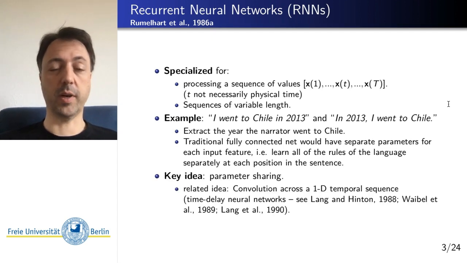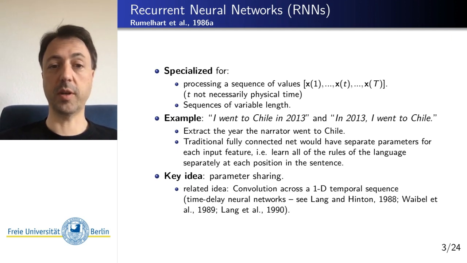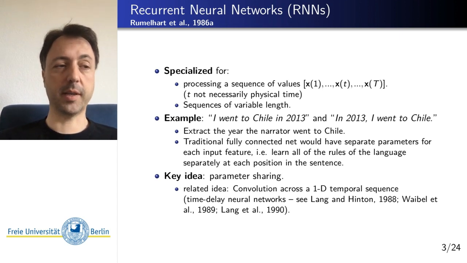And this is indeed quite related. So convolutional neural networks, for example, 1D convolutional neural networks in this example, are quite closely related to recurrent neural networks. In fact, we want some very similar behavior.